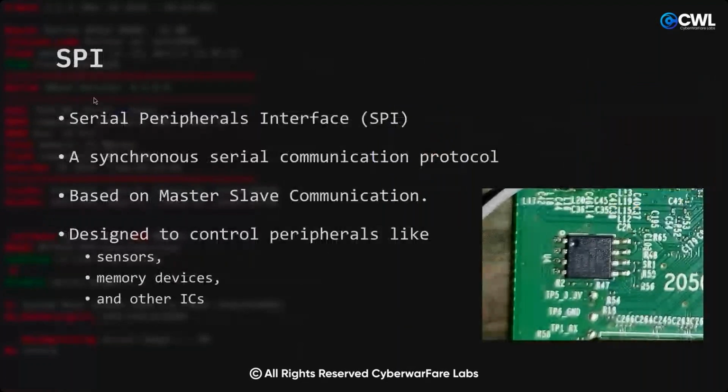Then here's the SPI. SPI stands for serial peripheral interface. It is used to control ICs, sensors like heat sensors, or memory devices. It is a synchronous serial communication protocol based on master-slave communication. It can control many devices, many peripherals at once. I even mentioned it here: sensors, memory devices, and other ICs.